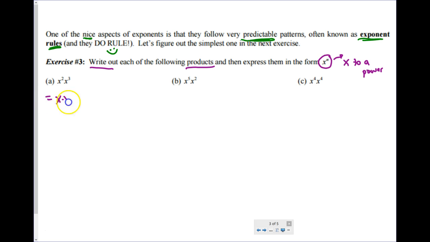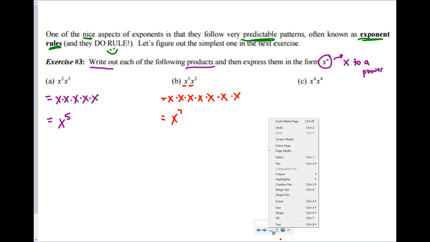So for A, I have 2 x's, and then I have 3 x's. How many x's do I have? I have 1, 2, 3, 4, 5. So I can write this as x to the 5th. For B, I have x to the 5th times x squared. How many x's do I have? I have 1, 2, 3, 4, 5, and I have 2. So 1, 2. How many x's do I have? 1, 2, 3, 4, 5, 6, 7. So this becomes x to the 7th power.